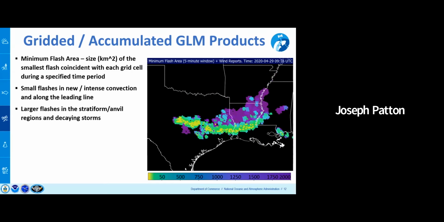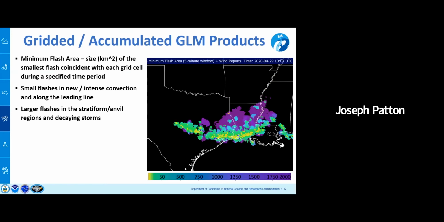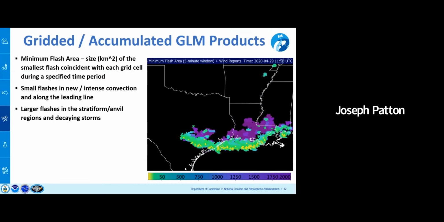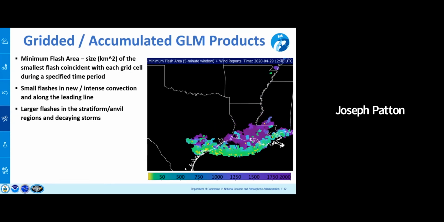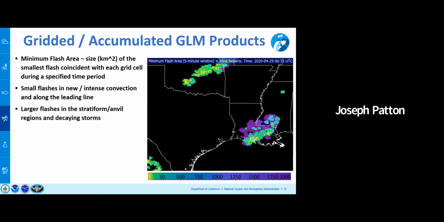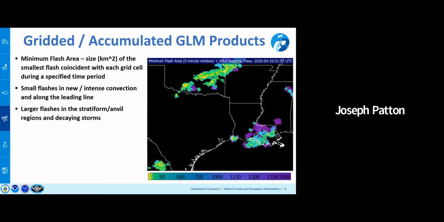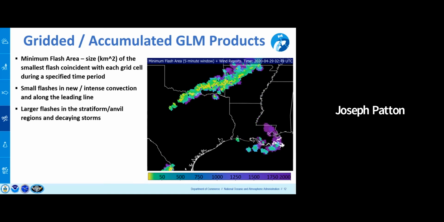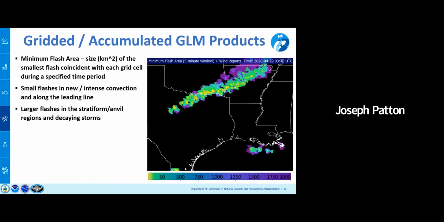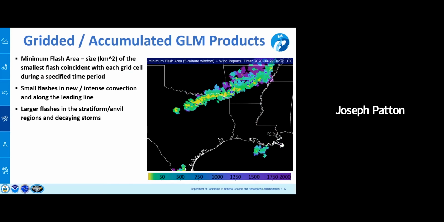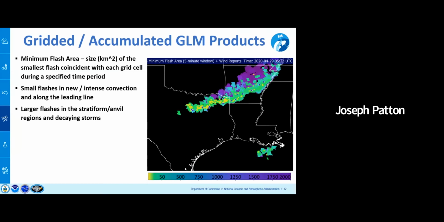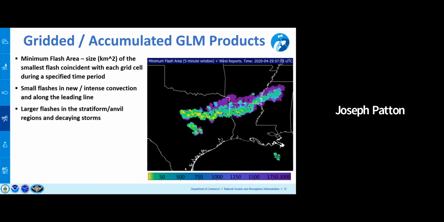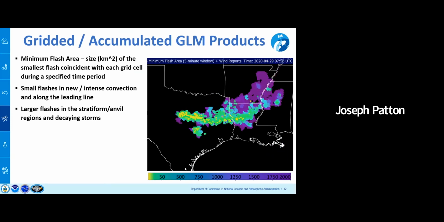So in this case, we can see that same convective system that we saw with flash extent density. Now we're seeing it with minimum flash area. And minimum flash area is showing that very small flashes are happening along the leading edge of this convective system, which is what we would expect. We would expect those updraft cores, those stronger updrafts, to have more frequent and smaller flashes. So they should stand out as higher FED values and lower MFA values. And in this case, those gold pixels are highlighting the small flashes in the strongest updraft cores.